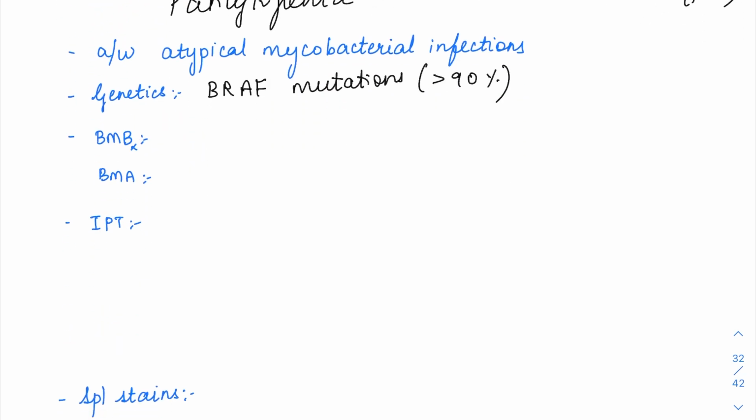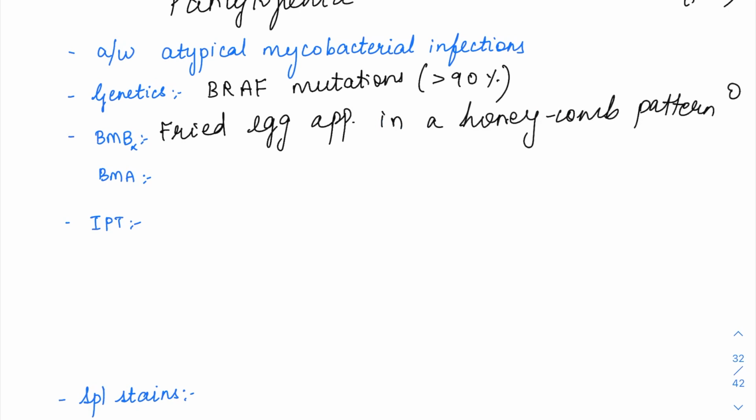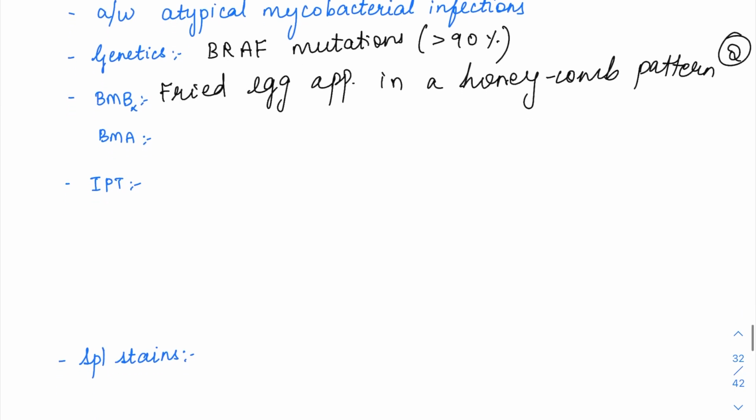And then in the bone marrow biopsy, again, they are going to have a classical appearance. So the cells of this lymphoma are going to have a fried egg appearance, as if there is a halo around these lymphoma cells. So fried egg appearance giving a honeycomb kind of pattern. Okay, so this again is the classical finding in hairy cell leukemia.